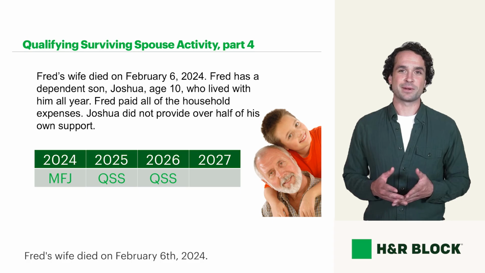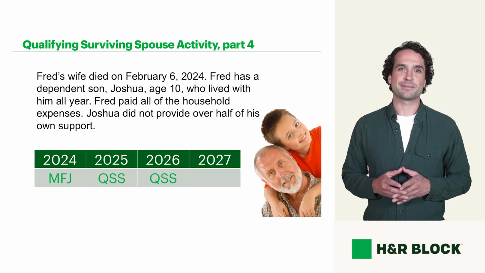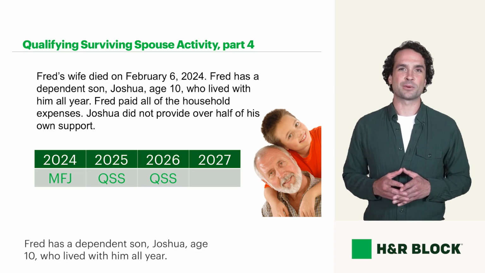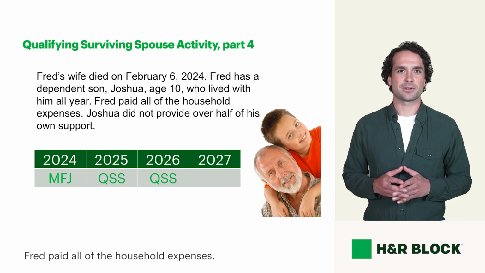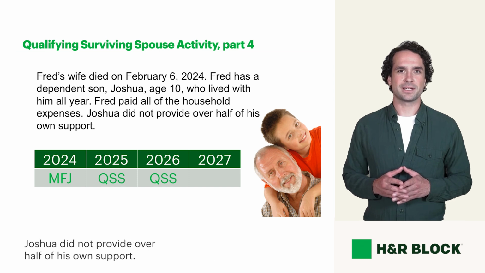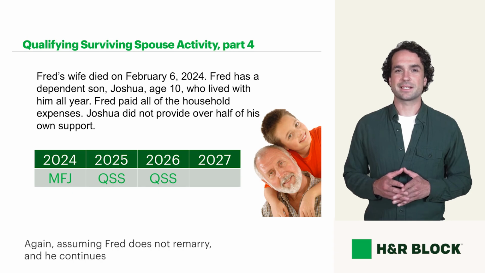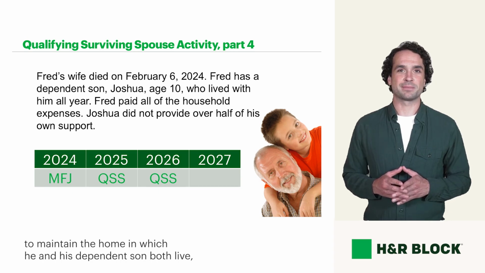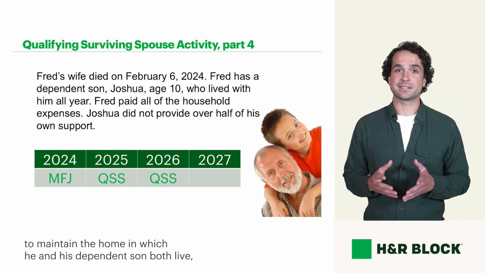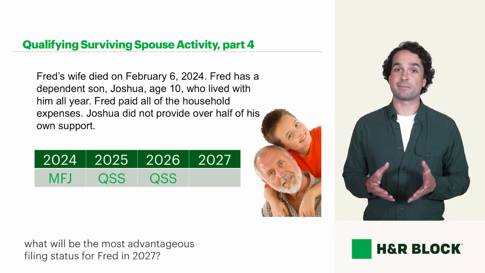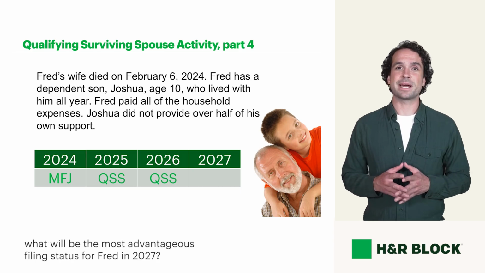Fred's wife died on February 6, 2024. Fred has a dependent son, Joshua, age 10, who lived with him all year. Fred paid all of the household expenses. Joshua did not provide over half of his own support. Again, assuming Fred does not remarry and he continues to maintain the home in which he and his dependent son both live, what will be the most advantageous filing status for Fred in 2027?